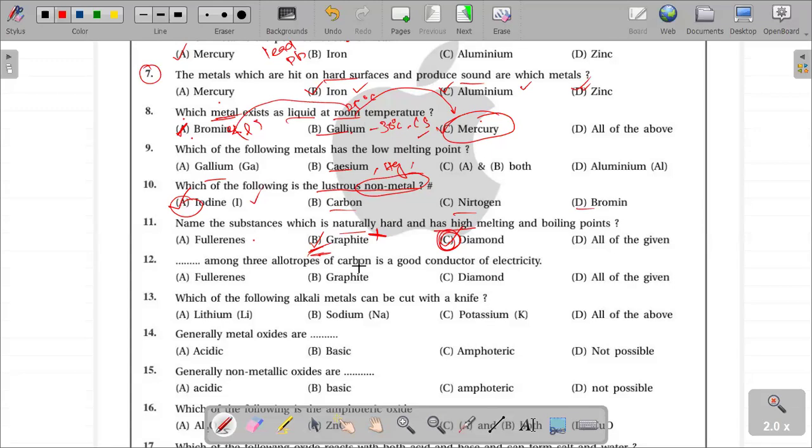And among the three allotropes of carbon, which is a good conductor of electricity? A good conductor of electricity means it has free electrons. Only graphite has free electrons, so it will conduct electricity. Free electron.